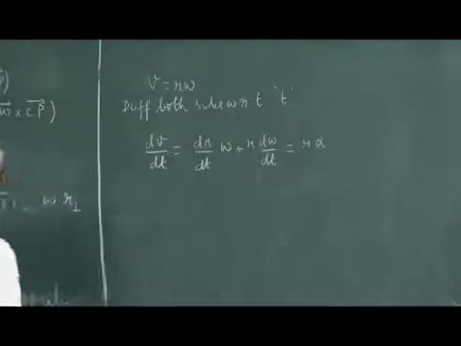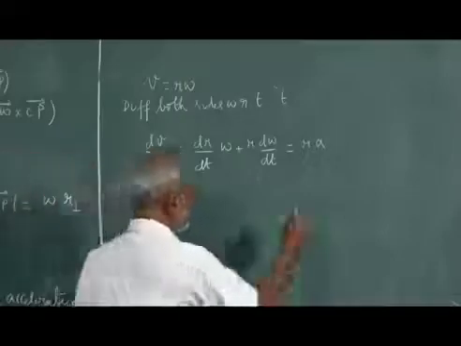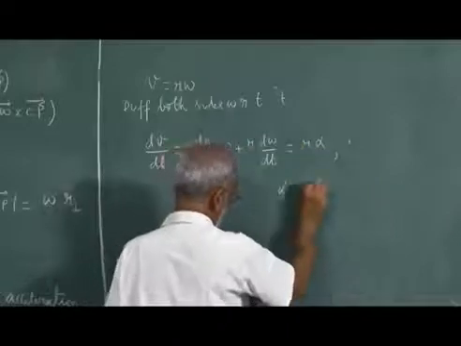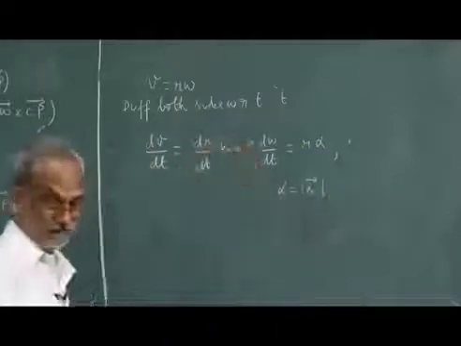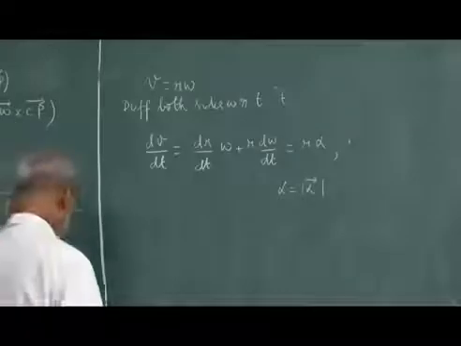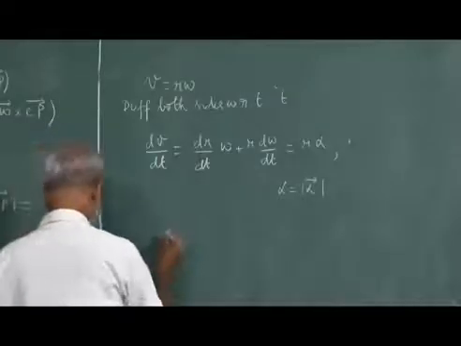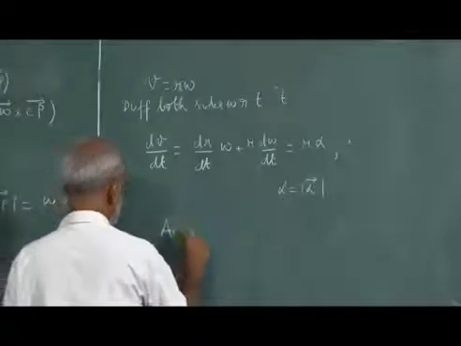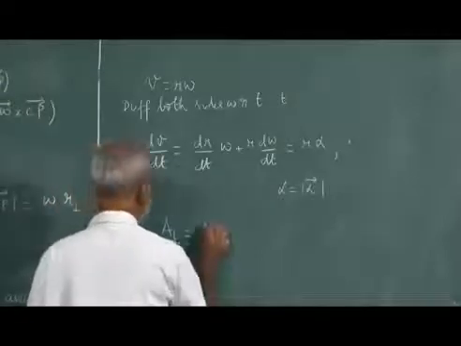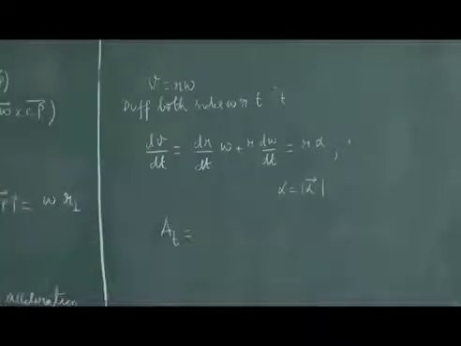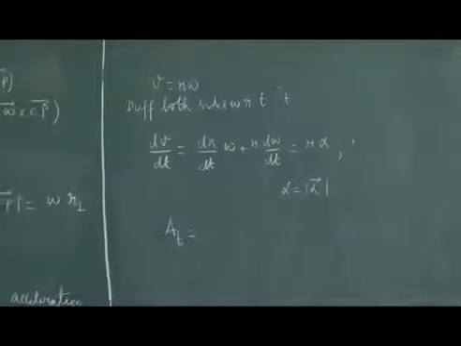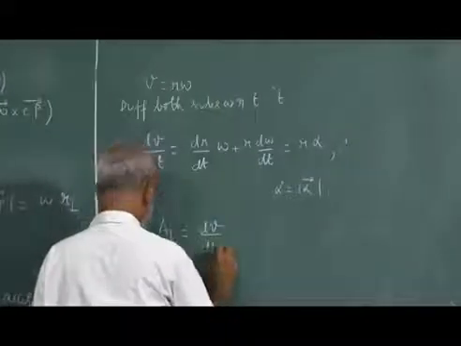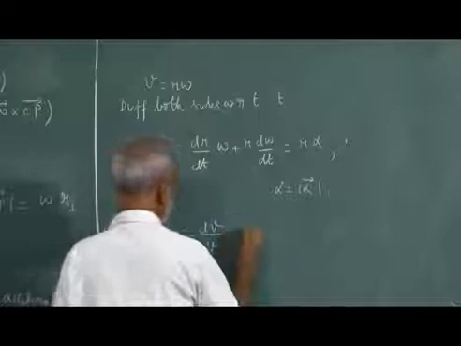d omega by dt is alpha, where alpha is the magnitude of the vector alpha. Okay. Now I consider a quantity known as acceleration along the tangential direction. The linear velocity is tangential to the circle at the particular point P, therefore I can talk about dv by dt. So dv by dt is what I have, r alpha.